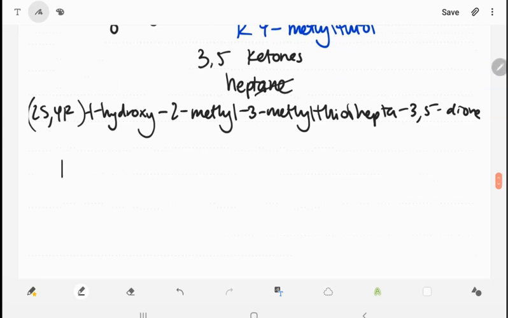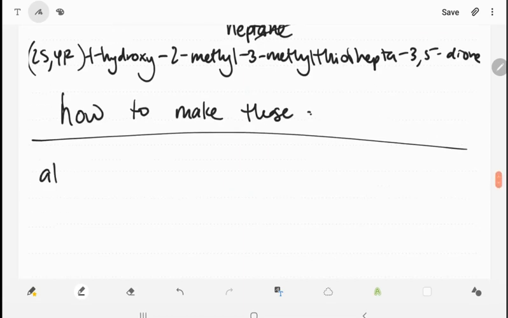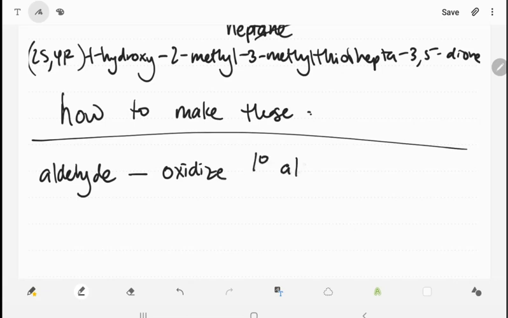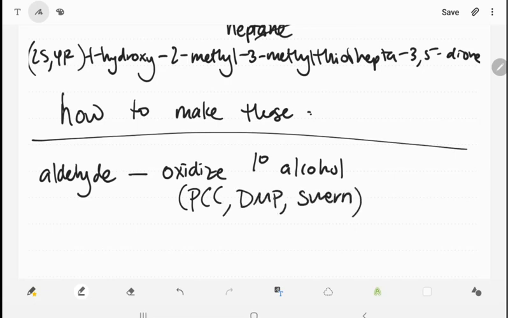All right, let's talk about how to make these. How to make an aldehyde. Well, in order to make an aldehyde, do we remember we have a couple ways we can oxidize a primary alcohol? You can use PCC, you can use DMP, you can use a Swern oxidation. All of those will oxidize a primary alcohol into an aldehyde.